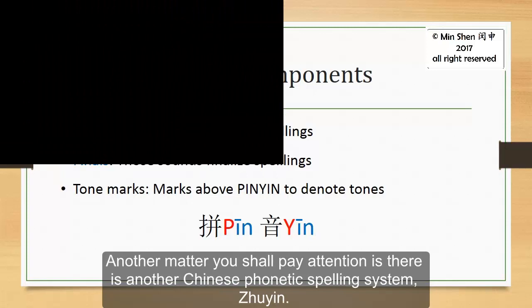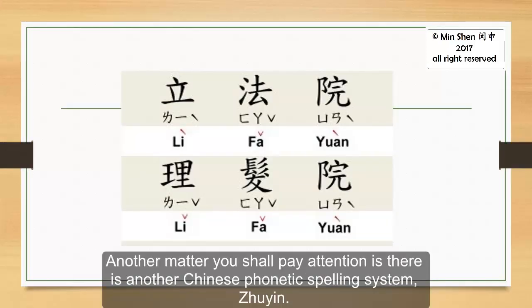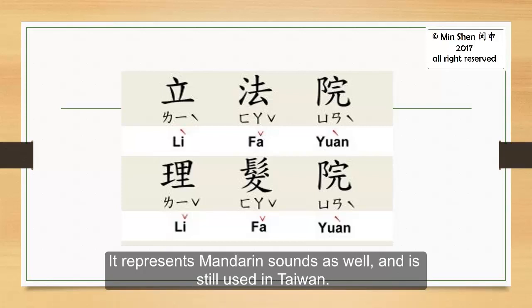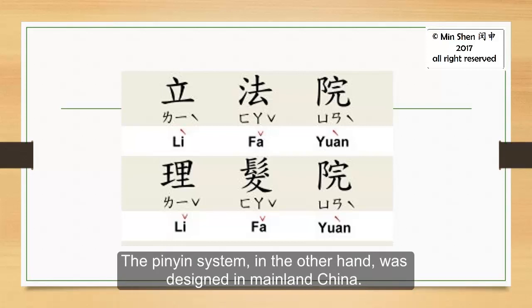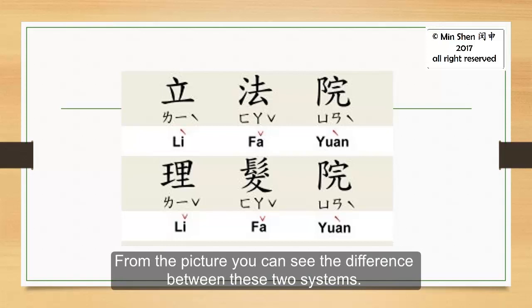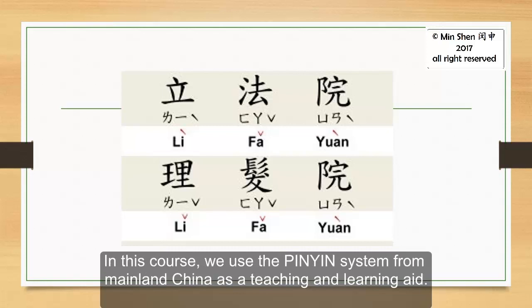Another matter you shall pay attention to is that there is another Chinese phonetic spelling system, Zhuyin. It represents Mandarin sounds as well, and is still used in Taiwan. The pinyin system, on the other hand, was designed in mainland China. From the picture you can see the difference between these two systems. In this course, we use the pinyin system from mainland China as a teaching and learning aid.